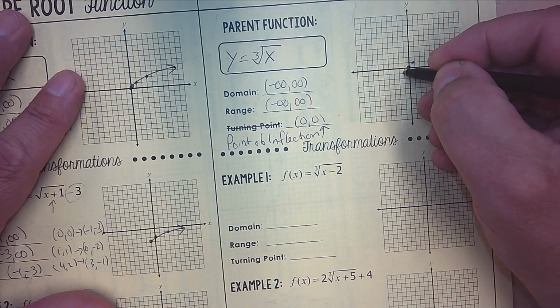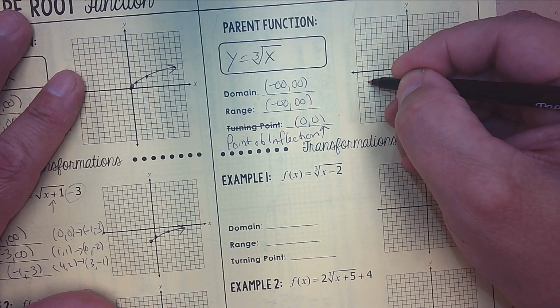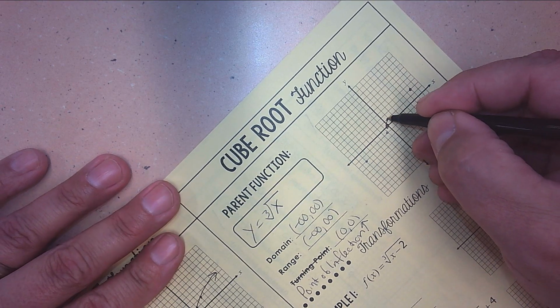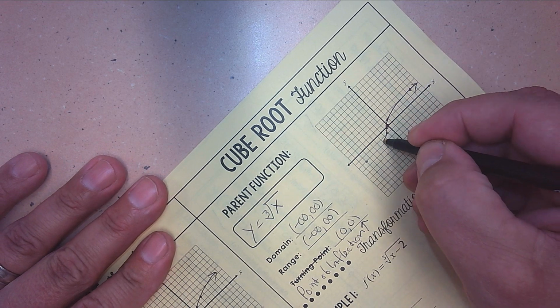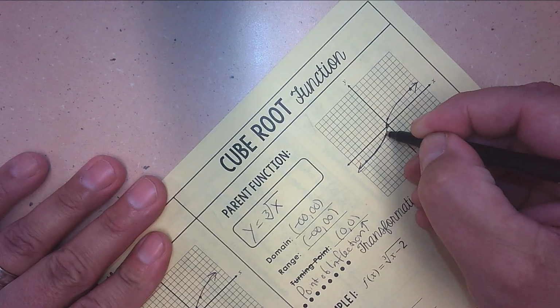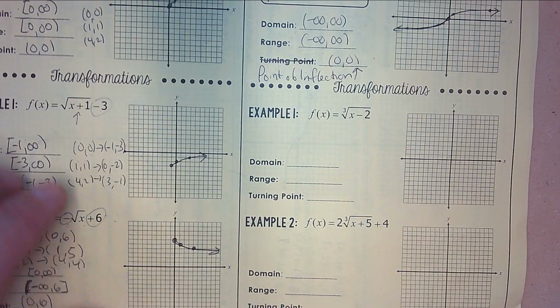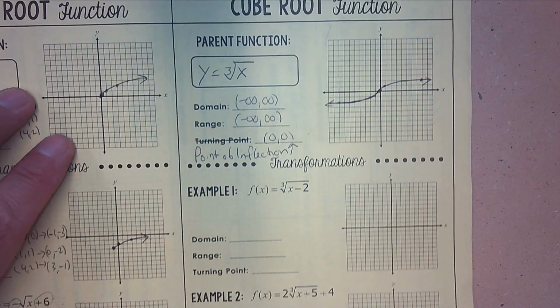And negative 1, negative 1, and negative 8, negative 2. It kind of has, one side has that frown, the other side the smile. Kind of looks like a snake or an S, as it's slithering across there. So there's the picture of a cube root.